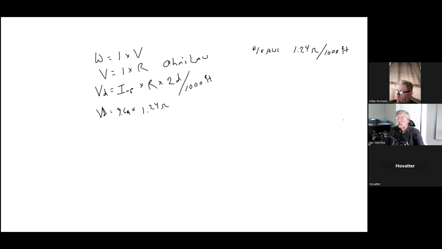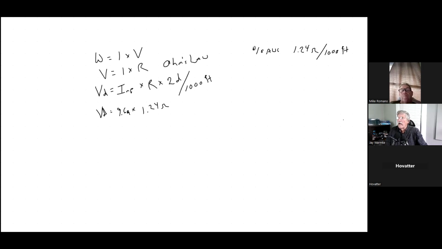When we hook them up in a string, what happens? Voltage increases, amps remain the same. So the amps of one panel is going to be the amps for the whole string. So I don't need to adjust that. I just took that off of the panel spec. So 9.6 amps times 1.24. Well, that's 1.24 ohms per 1,000 feet. What proportion or what part of 1,000 feet am I talking about?